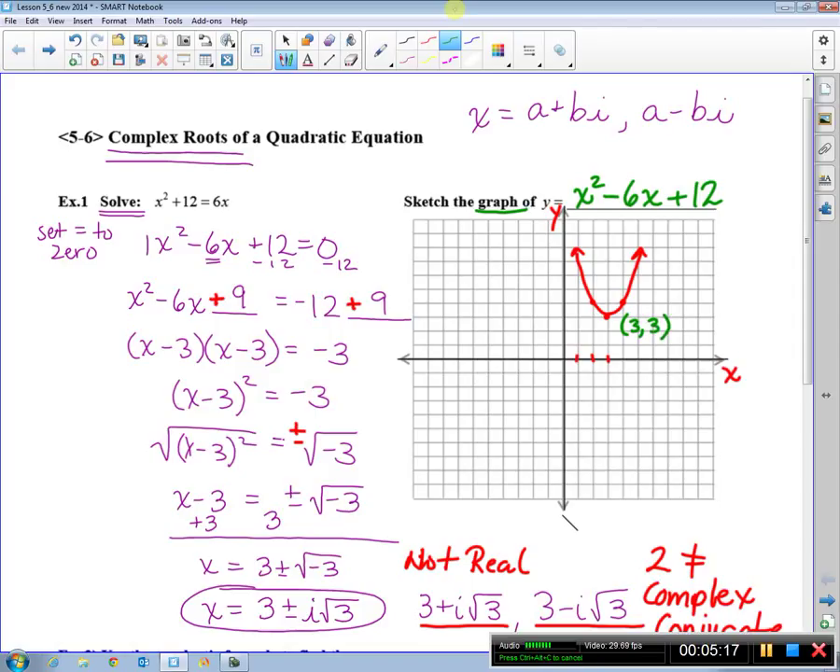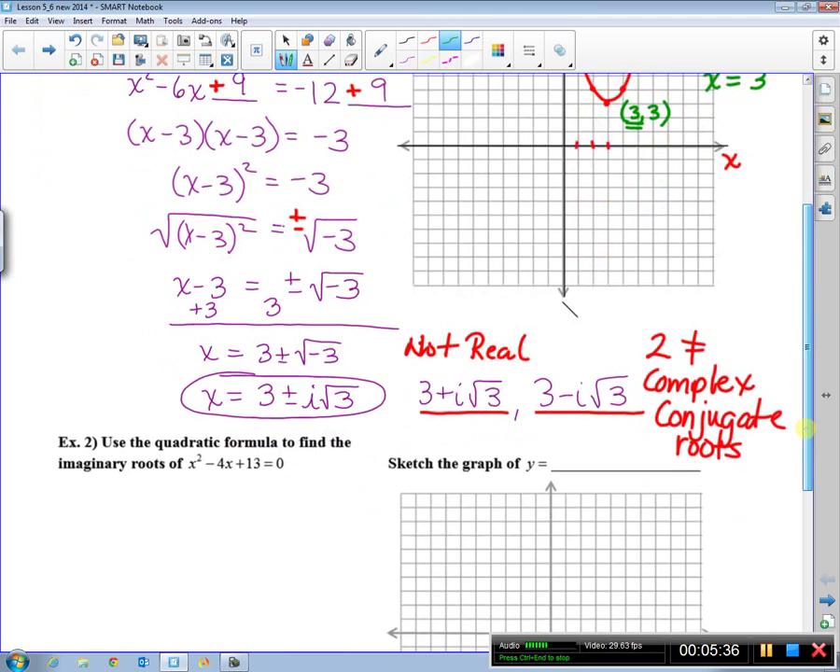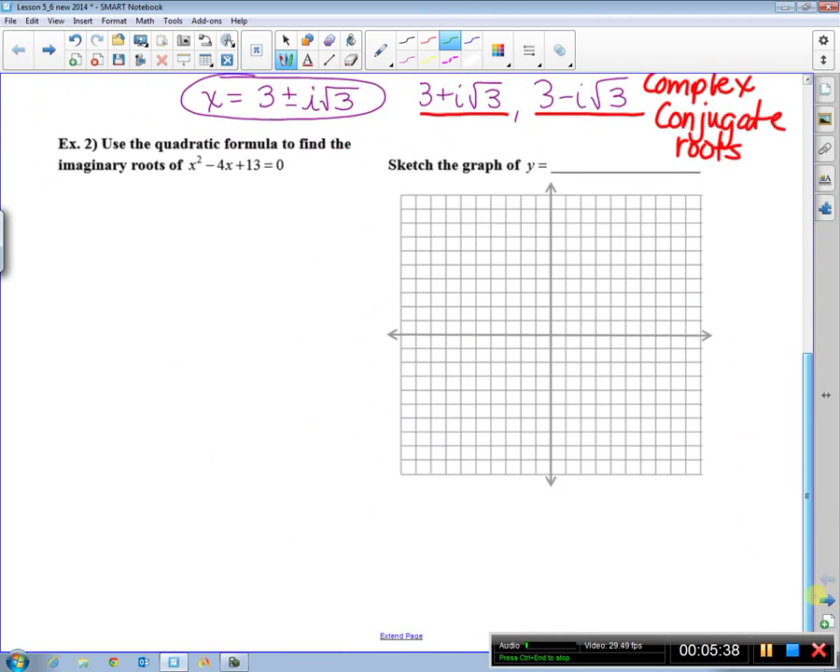We can still use lots of things that we've already learned about parabolas. We could find the axis of symmetry, negative b over 2a, and there it is, it's 3. But we already knew that. So all those connections are still in play. We're just continuing with quadratics and parabolas. All right, try the next one.